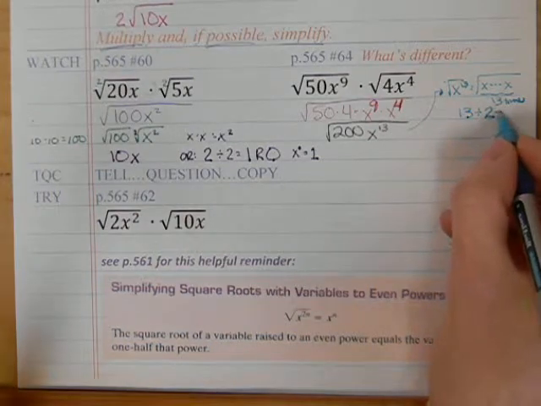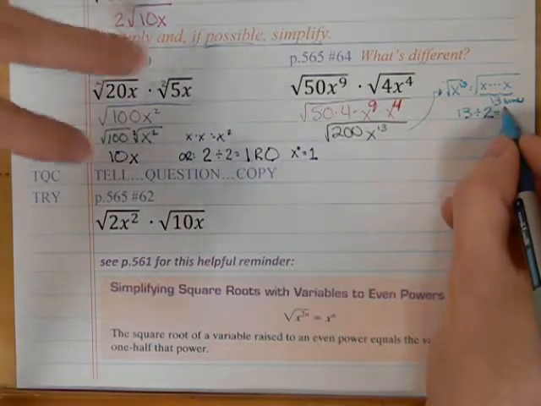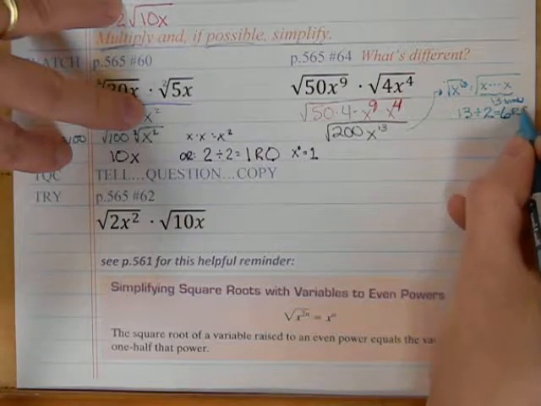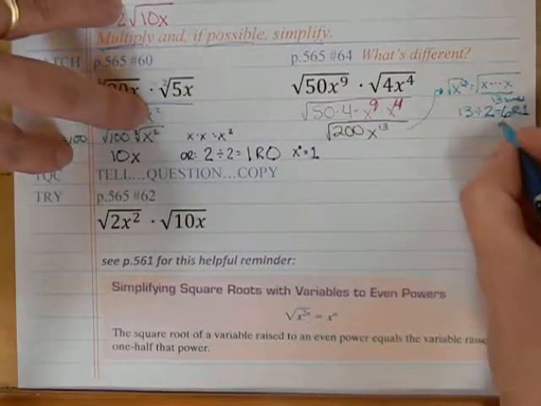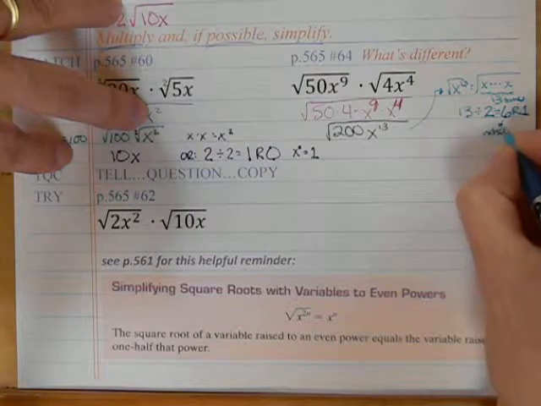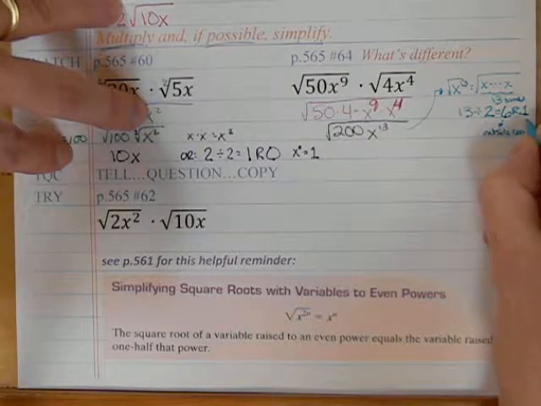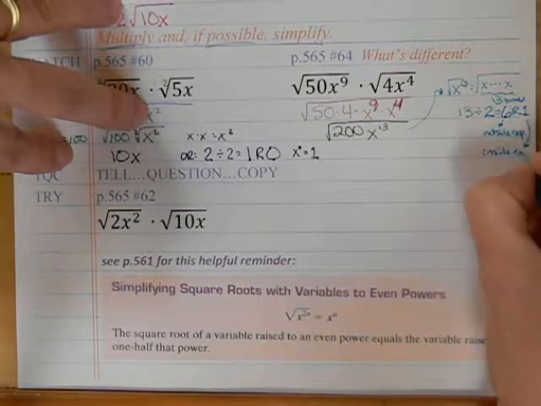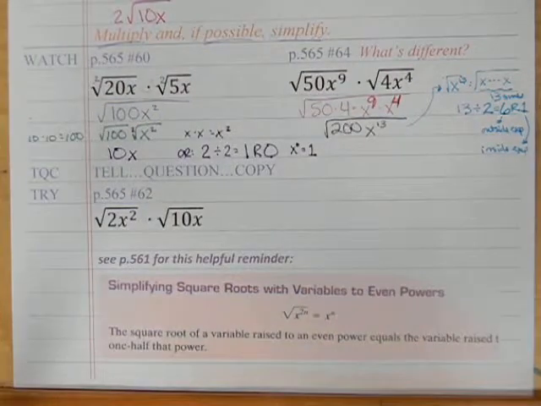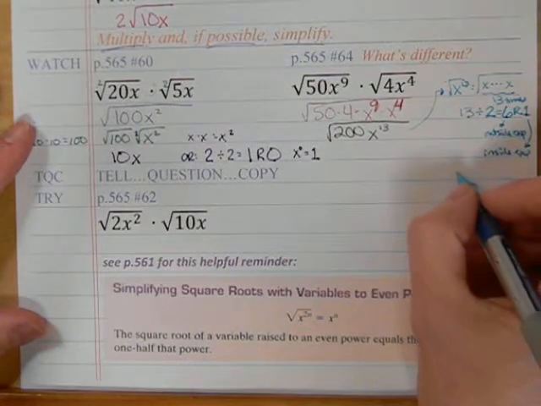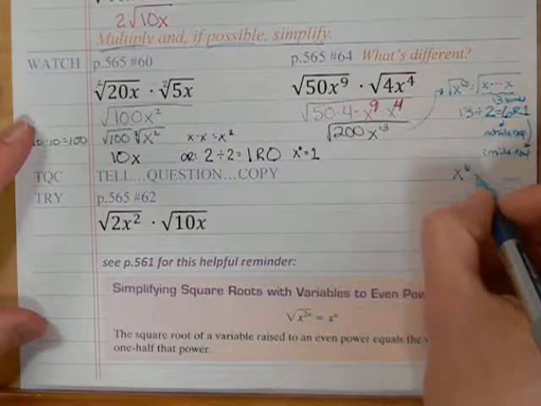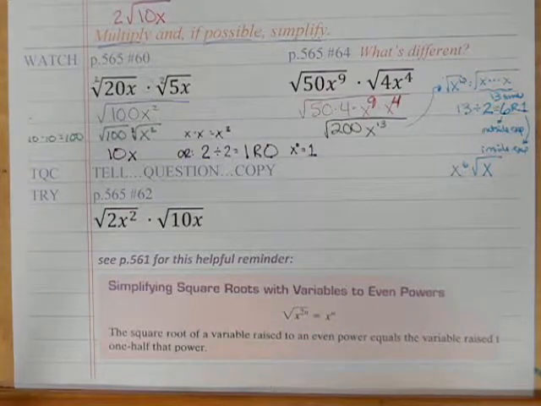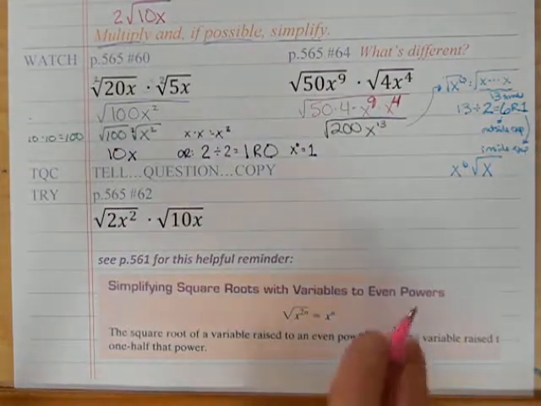And 13 divided by 2 is going to give you 6, because it goes in 12, with a remainder of 1. And then 6 becomes your outside exponent, meaning outside the radical, and your 1 is then your inside exponent. There's going to be 1x left on the inside of the radical. So that one simplifies to x to the 6th square root of just x, or x to the 1st. We just write it as x.